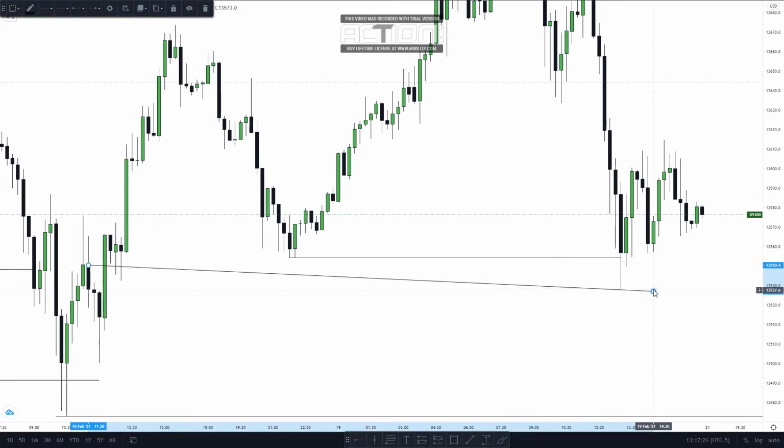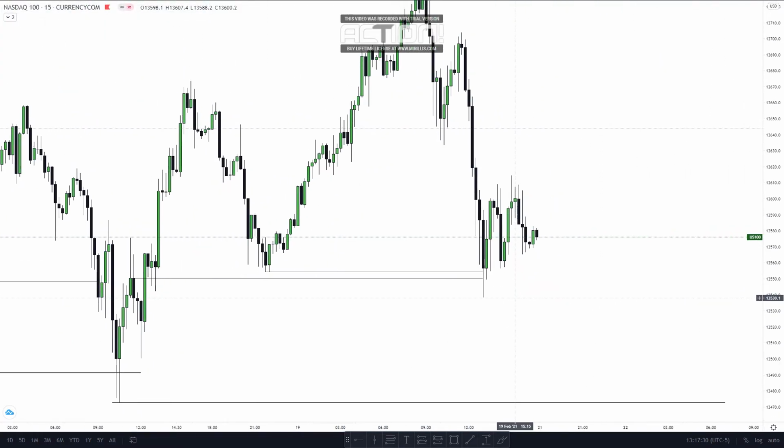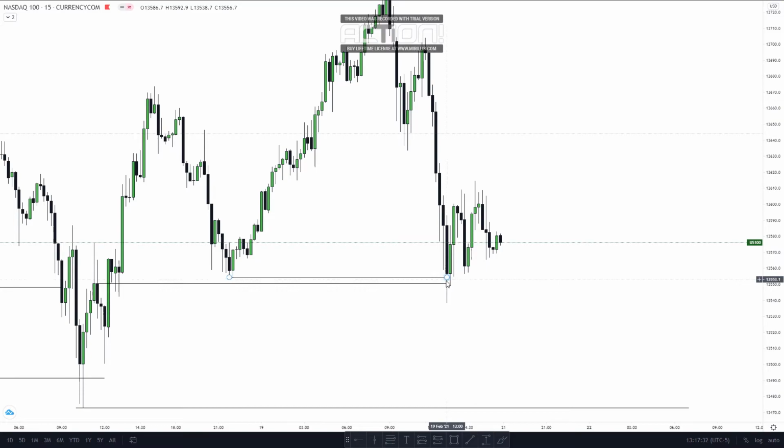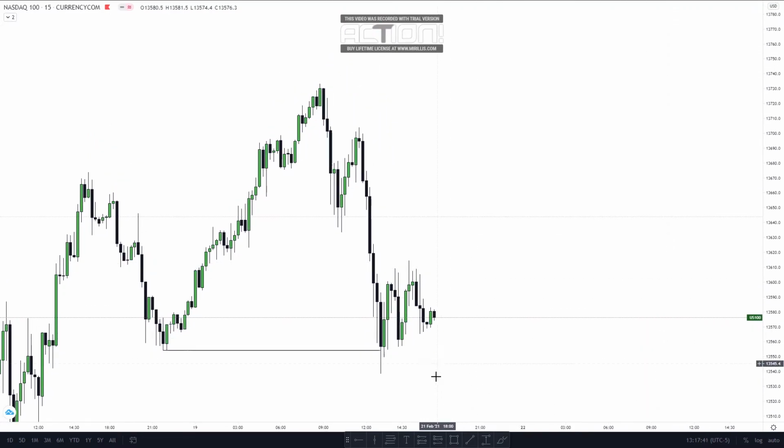These three down candles right here: 1, 2, 3. You could use the last one, but it's always good to use the last three down candles. Price found support at that, and then headed towards the upside.